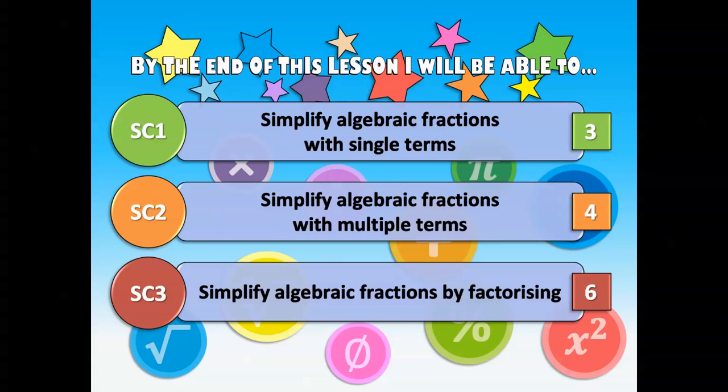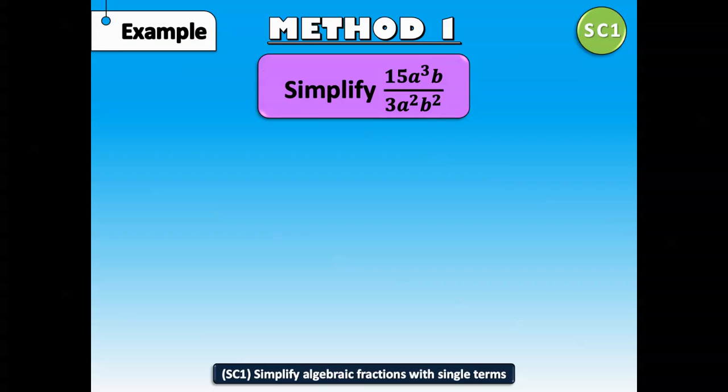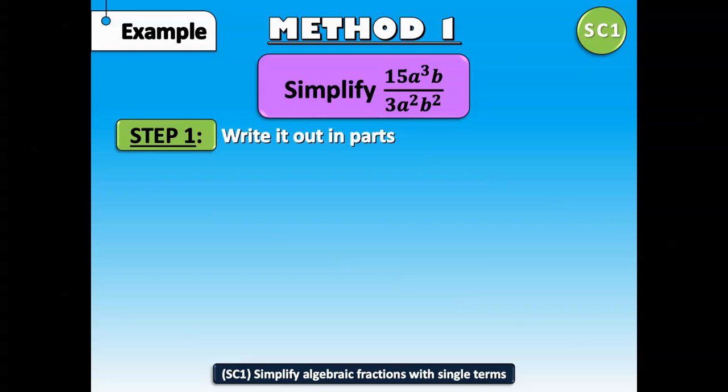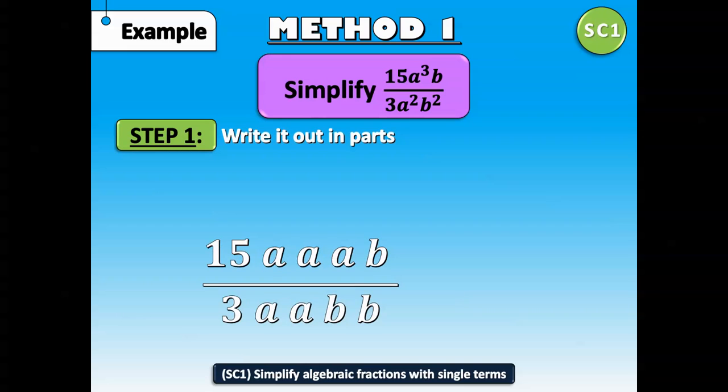We've got 3 success criteria, and the first one is to be able to simplify algebraic fractions with single terms. So we want to be able to simplify 15a cubed b over 3a squared b squared. So we can write this out in parts. So 15a cubed b would be 15 times a times a times a times b. And 3a squared b squared is 3 times a times a times b times b.